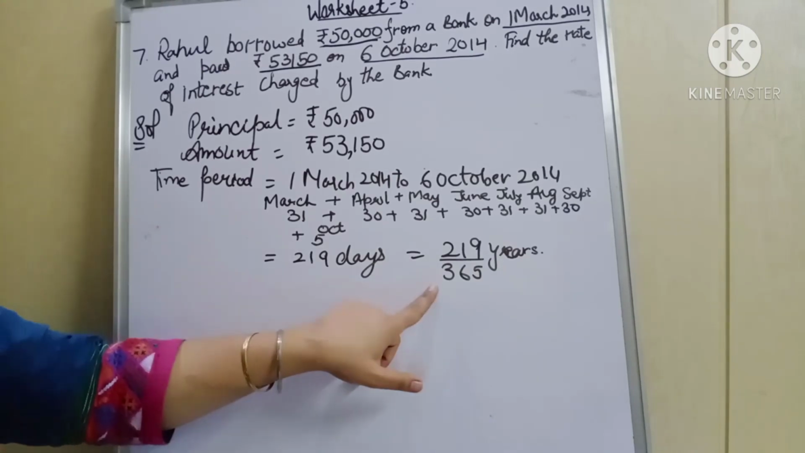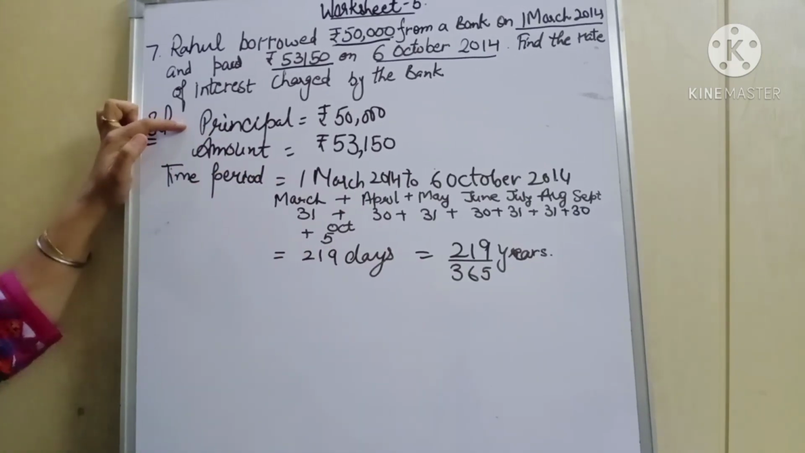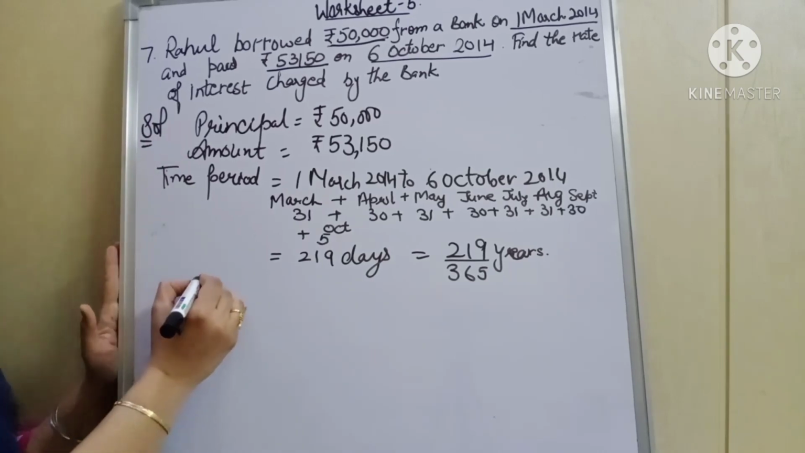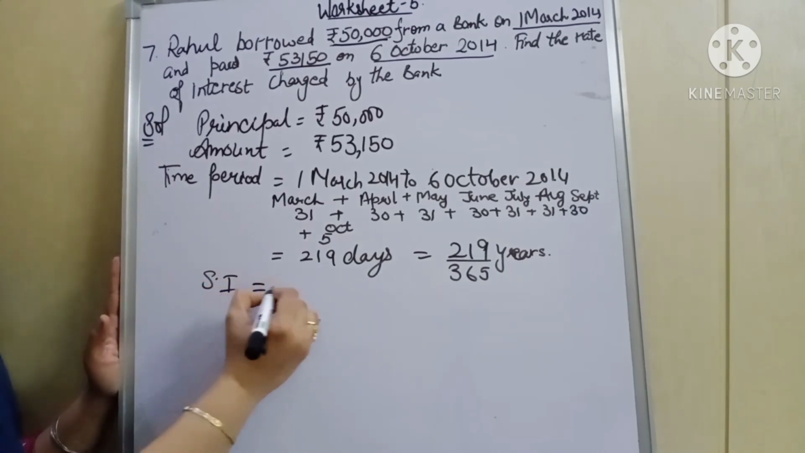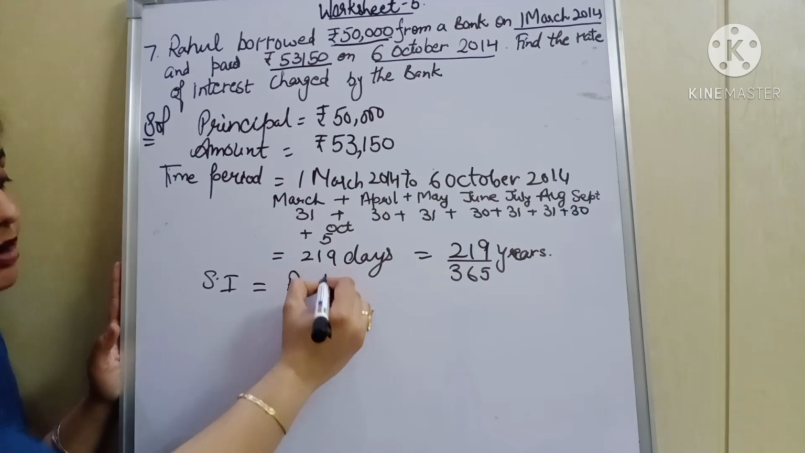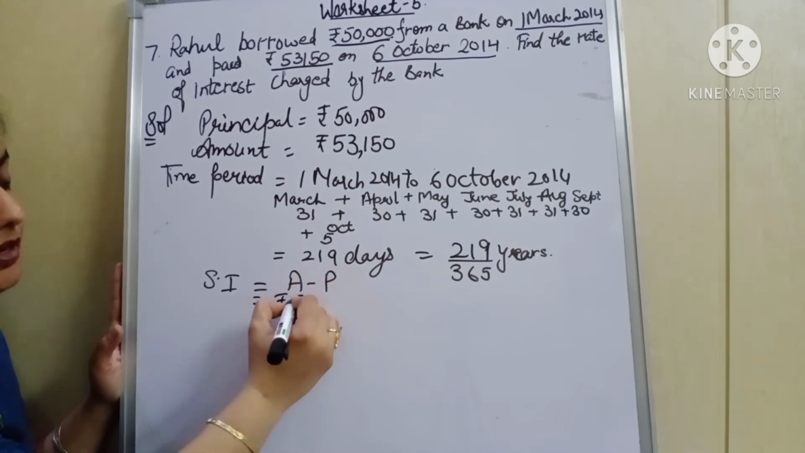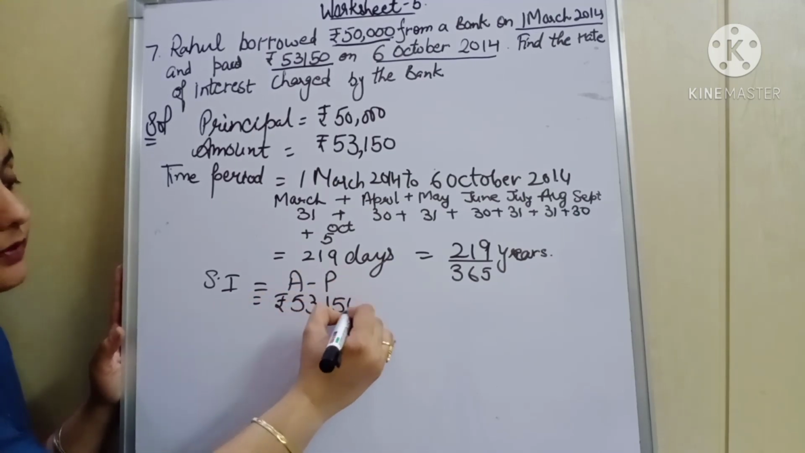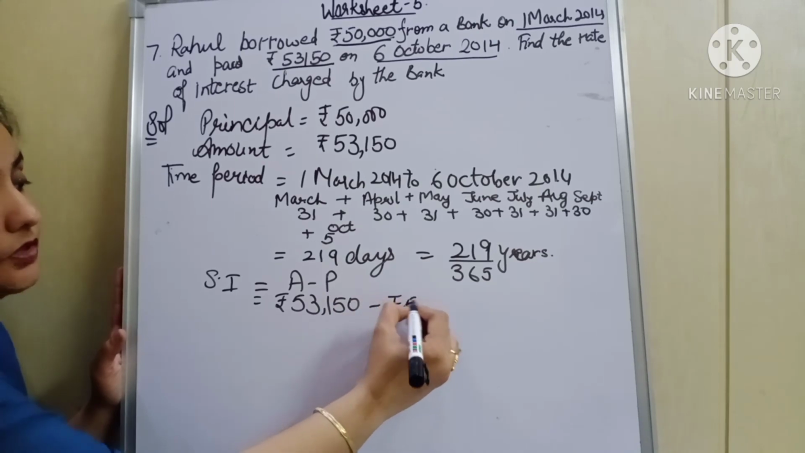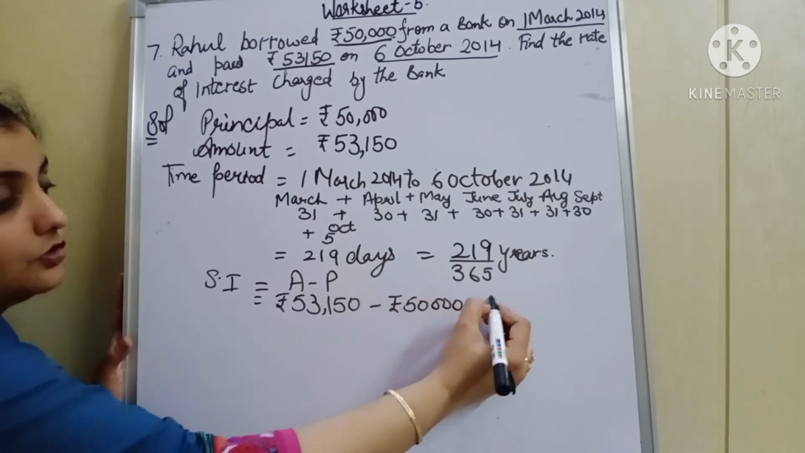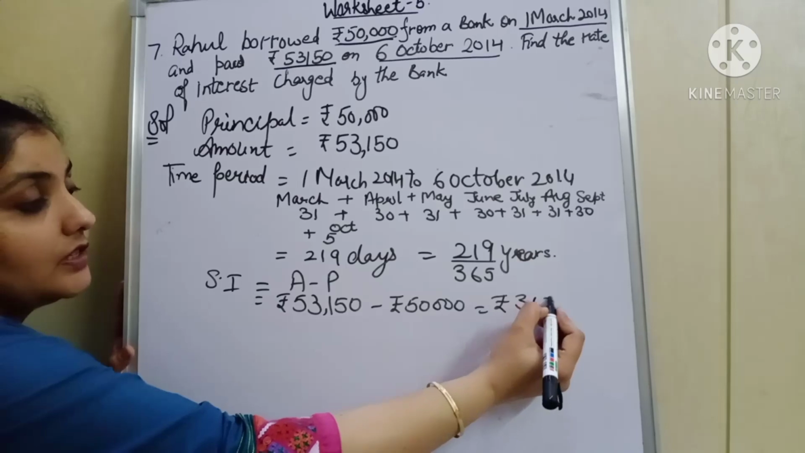We have a time period, a principal, and an amount. From principal and amount we can easily calculate the simple interest: amount minus principal, rupees 53,150 minus rupees 50,000. So what is the simple interest?